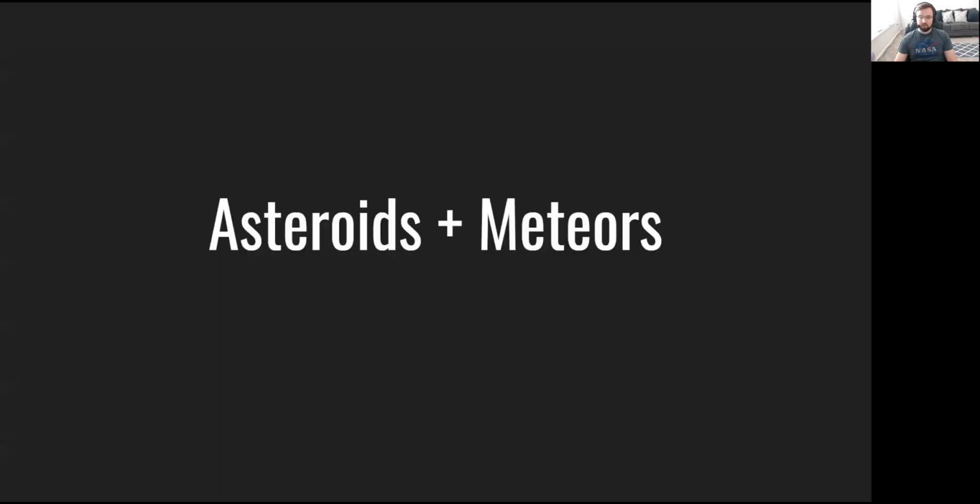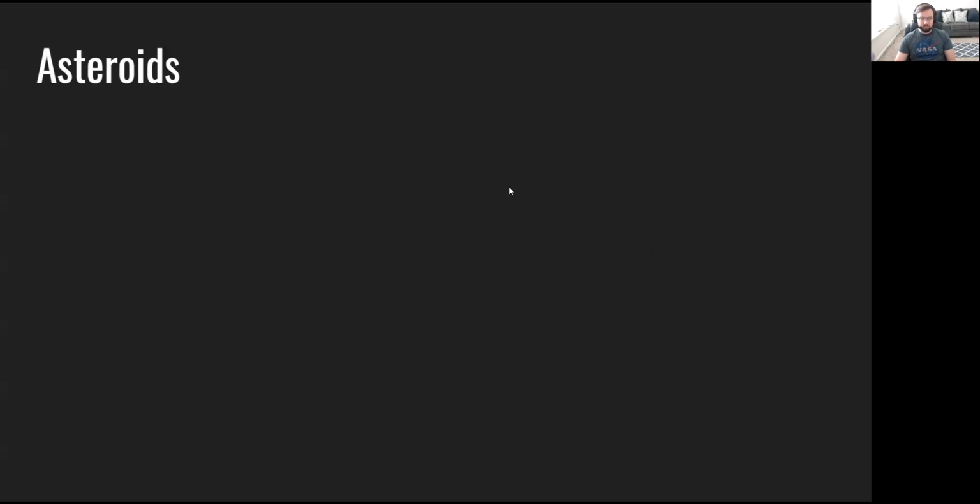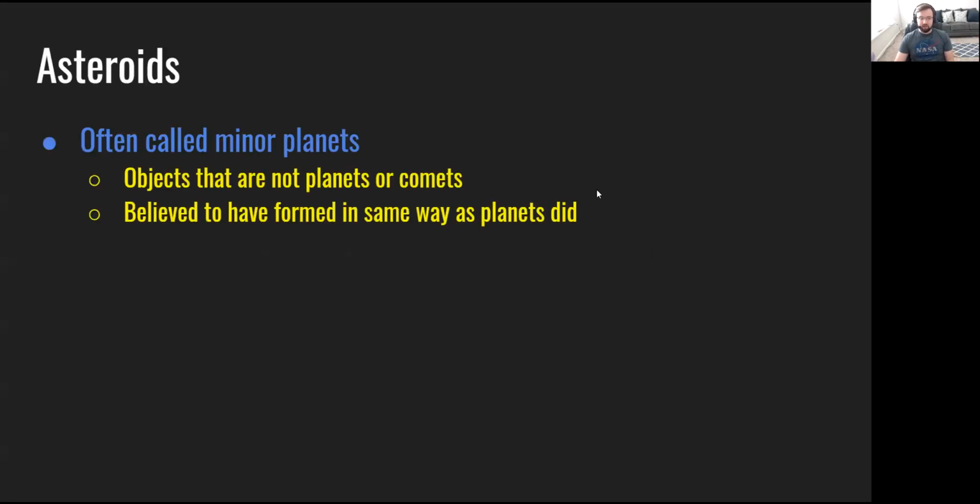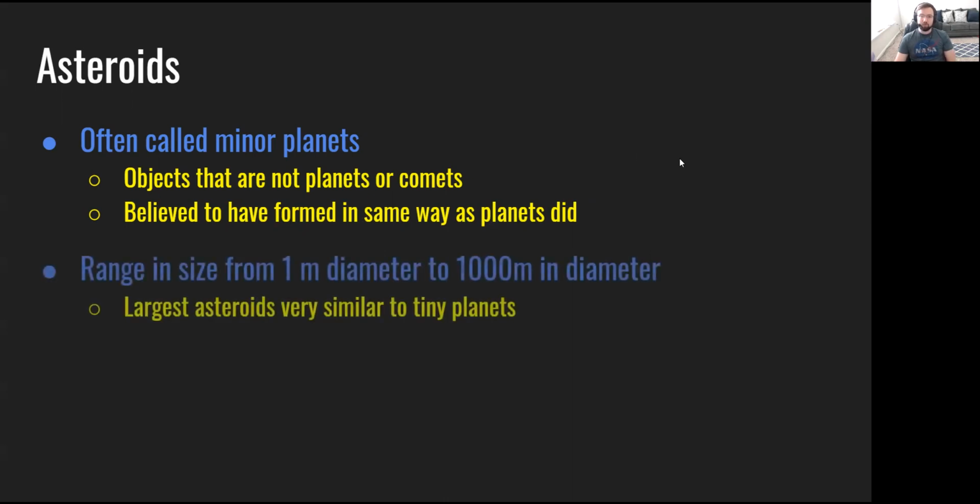So let's go to asteroids and meteors. So asteroids, they're often called minor planets. They are objects that are not the planets proper and not comets. So they're big rocks, but they're not that big. And this is important. They're believed to have formed in the same way that the planets did. So they would have formed around the same time the solar system did, from that same disk of solar nebular material that was accreting, just becoming slowly larger and larger rocks.